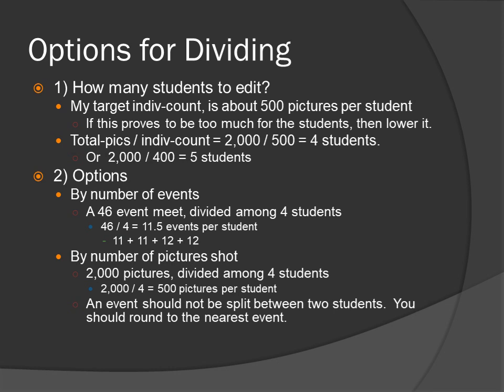The other option, by number of pictures shot. 2,000 pictures divided among 4 students. 2,000 divided by 4 equals 500 pictures per student. An event should not be split between 2 students. So if that 500 picture ends up being right in the middle of the event, you either round up or round down, so a student has all the pictures for a particular event.